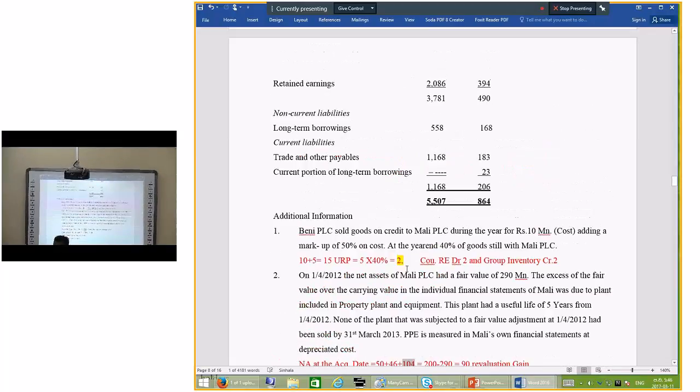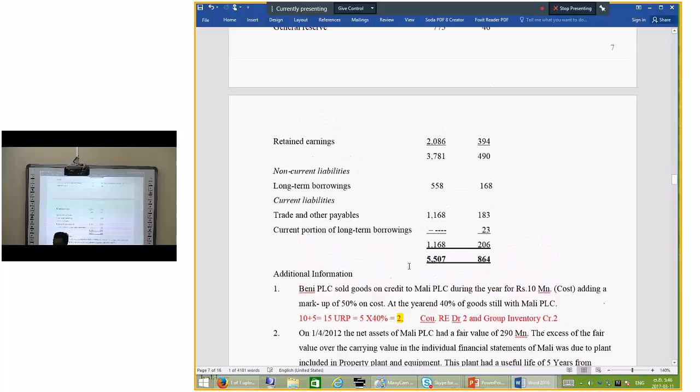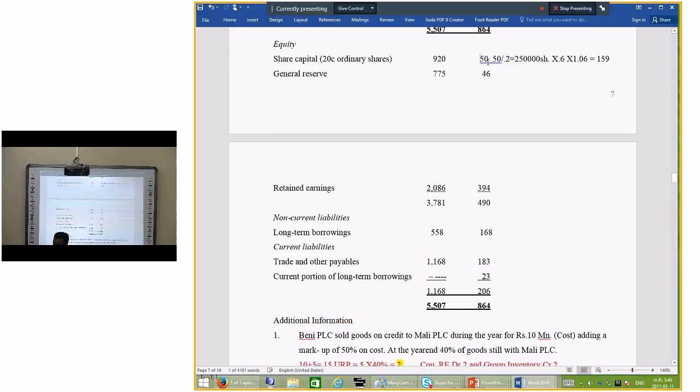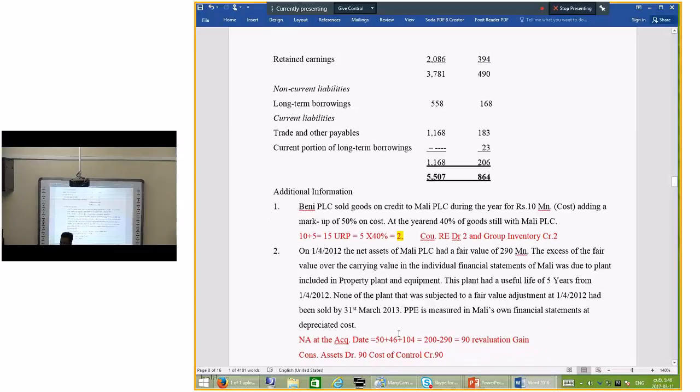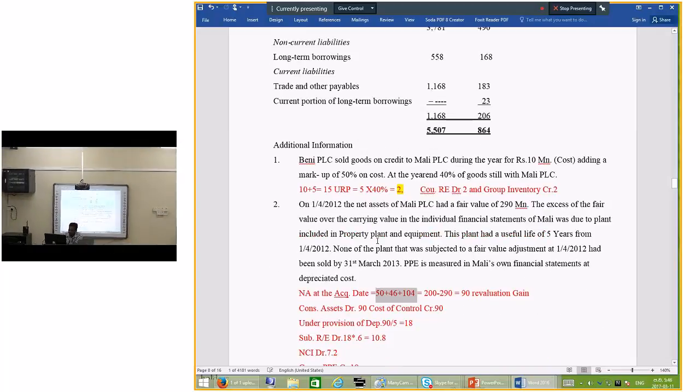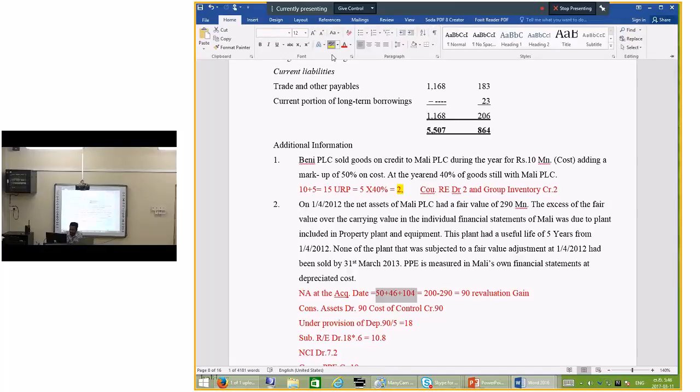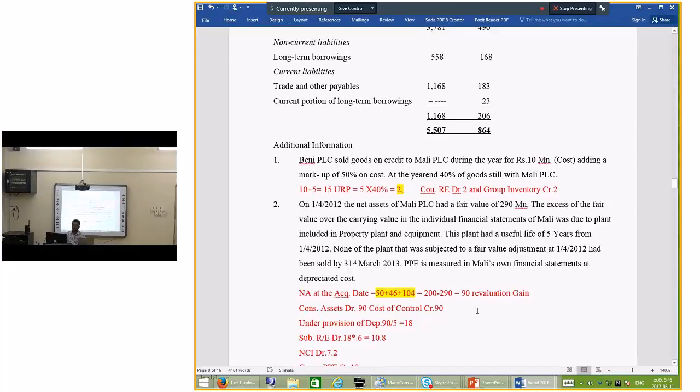Share capital on that date, look here, 50, and general reserve 46. Everything together we call book value of the net assets. This sum is the book value of the net assets on the acquisition date. Look, it's 200. Understand what I took?